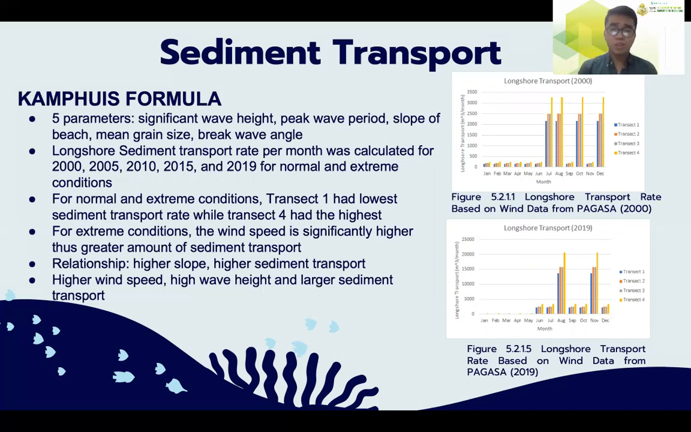For both normal and extreme conditions, Transect 1 had the lowest sediment transport rate, while Transect 4 had the highest. As for extreme conditions, the wind speed is significantly higher, thus a greater amount of sediment transport. The extreme conditions, like I said earlier, could be indicated by typhoons or storms and such, with higher wind speed. As for the relationships, it shows that higher slope means higher sediment transport, and higher wind speed means higher wave height and larger sediment transport. You can see a snippet of the result of our data in the figure on the right for the years 2000 and 2019.